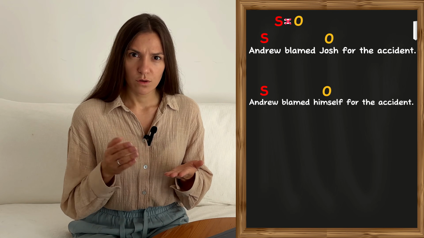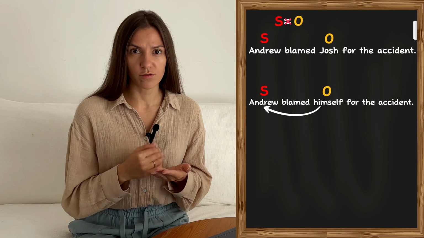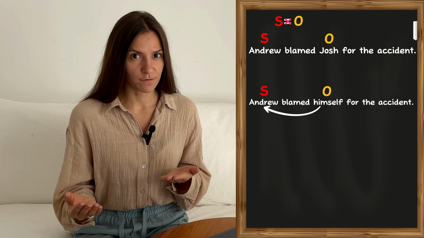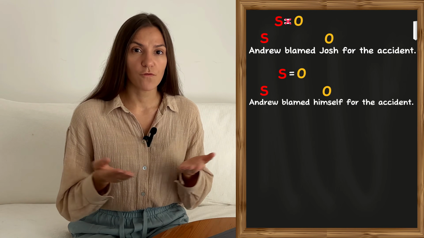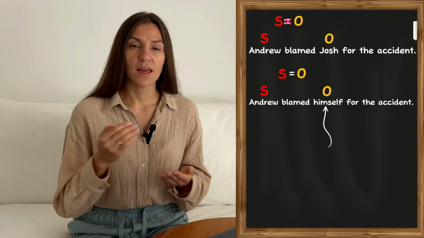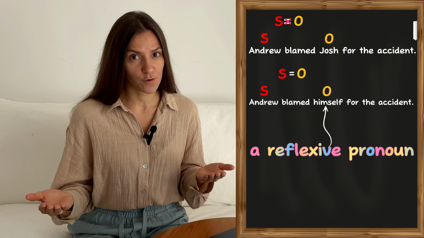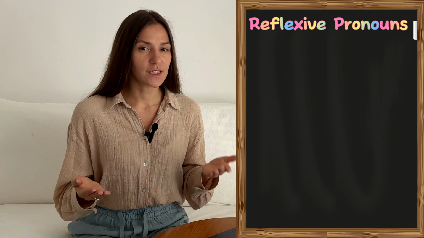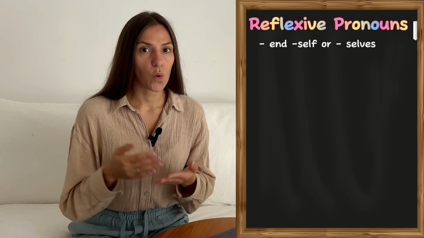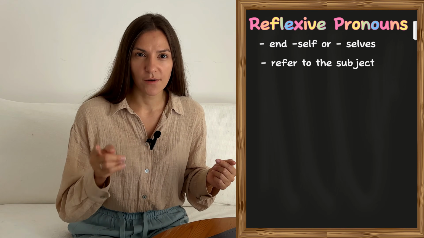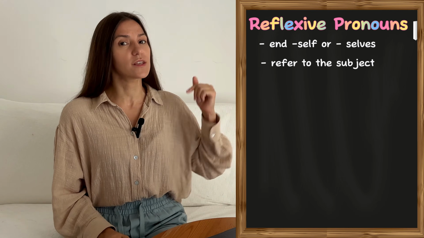But himself who? Andrew. Andrew is himself. So the subject and the object are the same. They refer to the same thing. Himself is a reflexive pronoun. Reflexive pronouns end in self or selves, and we use them when we want to direct the information to the subject.